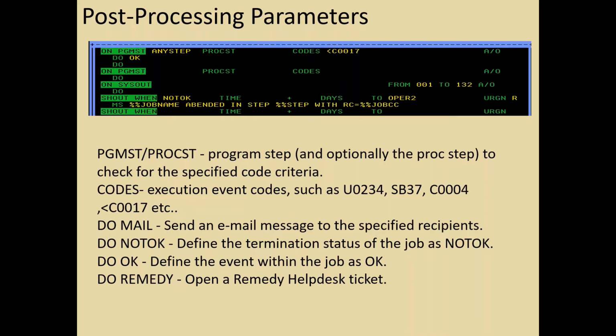See, on program, in the screen it is showing on PGMST any step. And there if you give a step called J step 6, suppose JS006 is your job step, and you have coded here less than condition code of 17, then your program will execute if it gets a condition code less than 17. That particular step will execute.